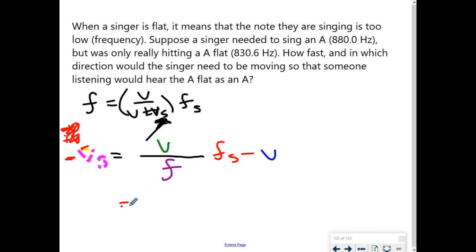So let's plug in some values. This velocity, speed of sound, 330. This frequency is the frequency that we would like to hear. We would like to hear 880. This frequency right here is what she actually sings. She's actually singing 830.6. And then this velocity is, again, the speed of sound.